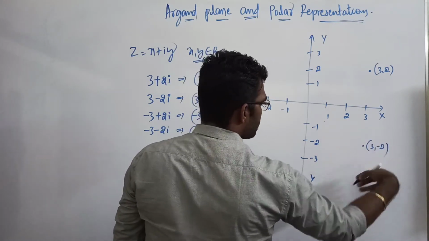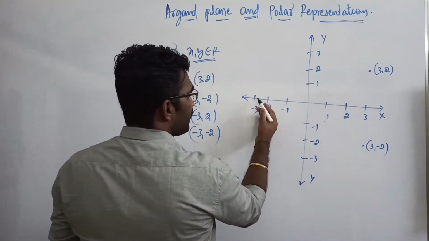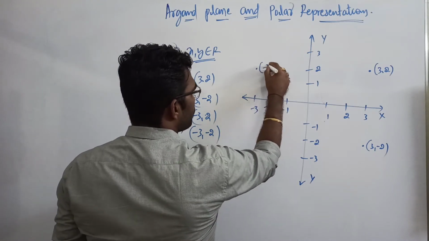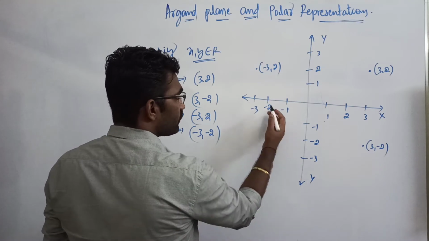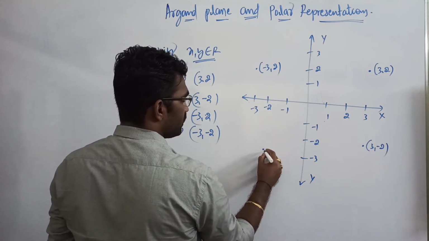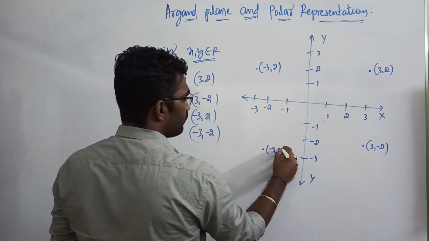Minus 3 comma 2, where does it lie? It lies in the second quadrant. Minus 3 comma minus 2, where does it lie? It lies in the third quadrant. So here is the point minus 3 comma minus 2.